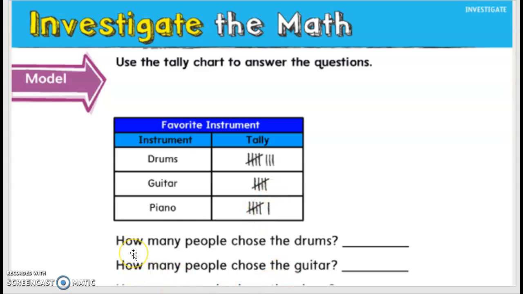Let's look at the questions. How many people chose the drums? Easy. Let's go and look at our drums and look at the tally chart, and we can count them 5, 6, 7, 8. So our answer here would be 8. How many people chose the guitar? Let's find where it says guitar and count the tallies. How many are there?